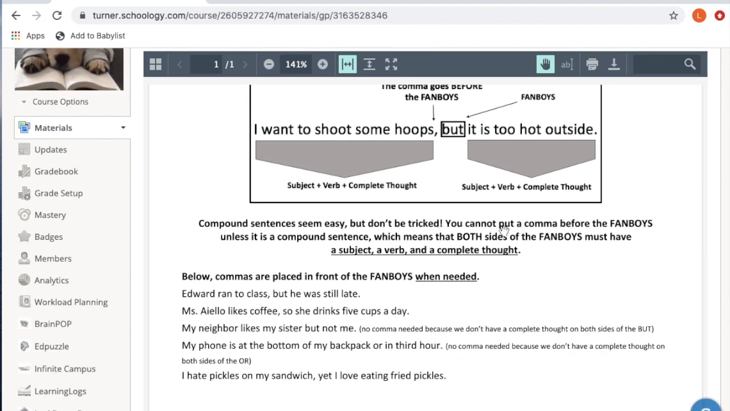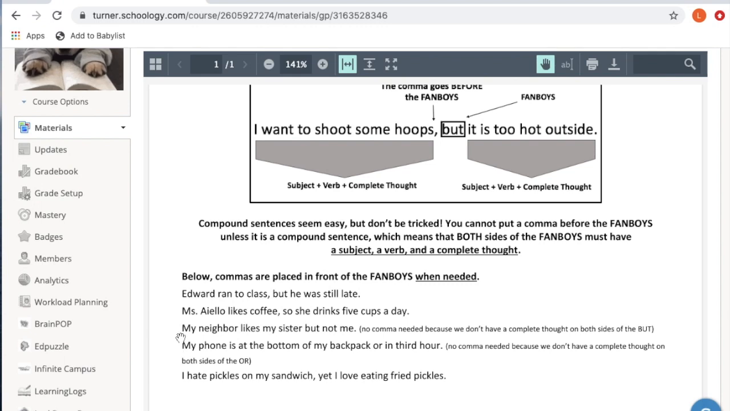I want you to note, very importantly, in order to make this a compound sentence and in order to need the comma, you have to have a subject, verb, and a complete thought on either side of the comma and conjunction. So if we look down here, the first 2 need commas. We have Edward ran to class, and we have he was still late. Those are both simple sentences. We have Miss Aleo likes coffee, and we have she drinks 5 cups a day, both simple sentences.